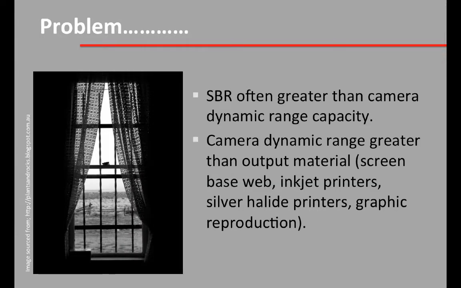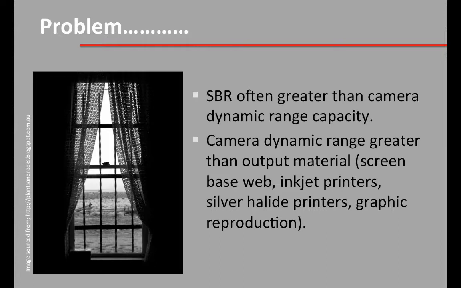One of the reasons why it'll take you a while to get good control over it is because photography isn't easy. Photography is a difficult thing to do well. And it's often difficult to do well because of these problems. We always have things that challenge us in photography, and this is one of them. The subject brightness range is greater than the capacity of the dynamic range of the camera.